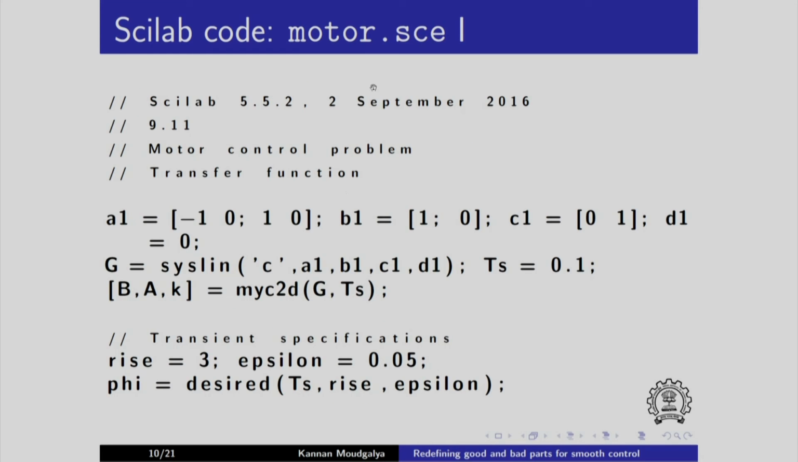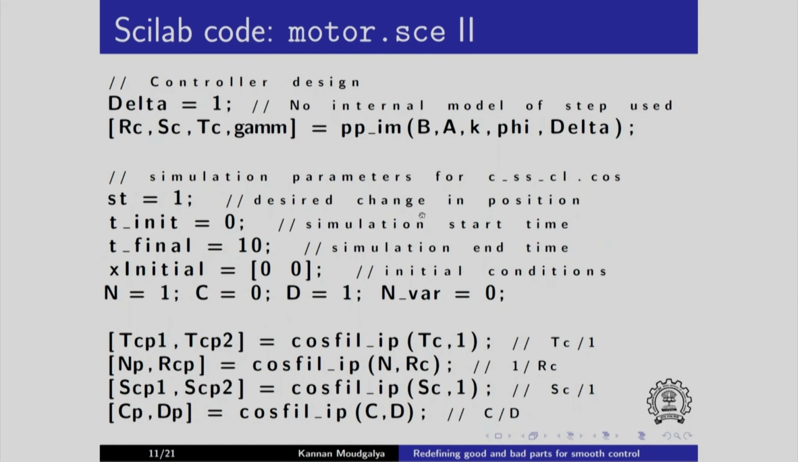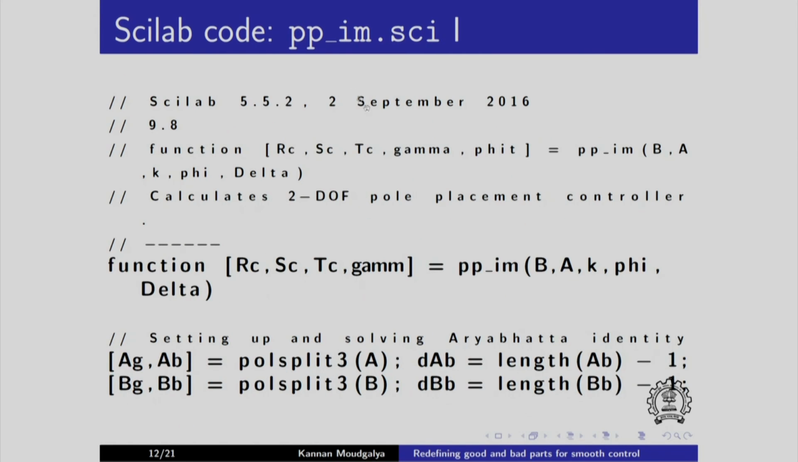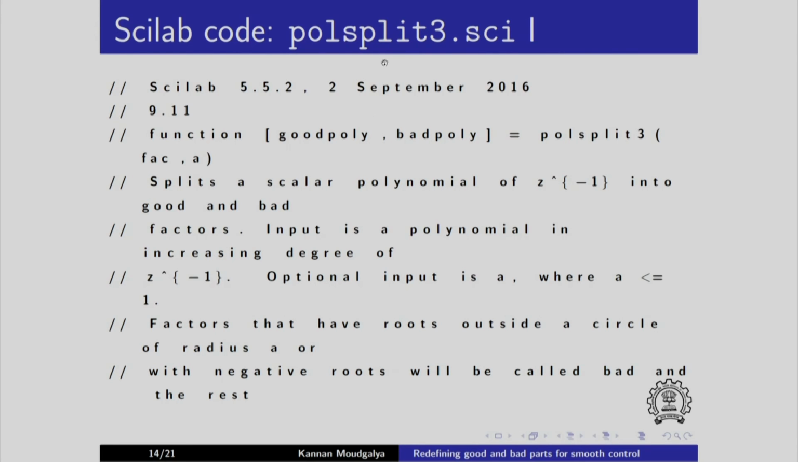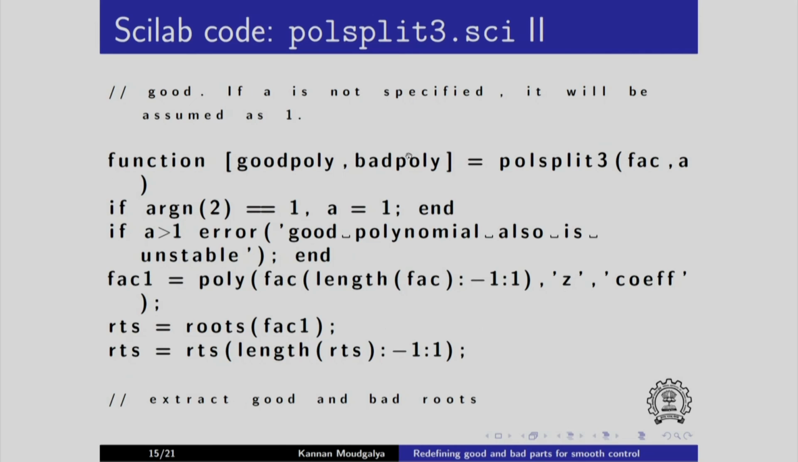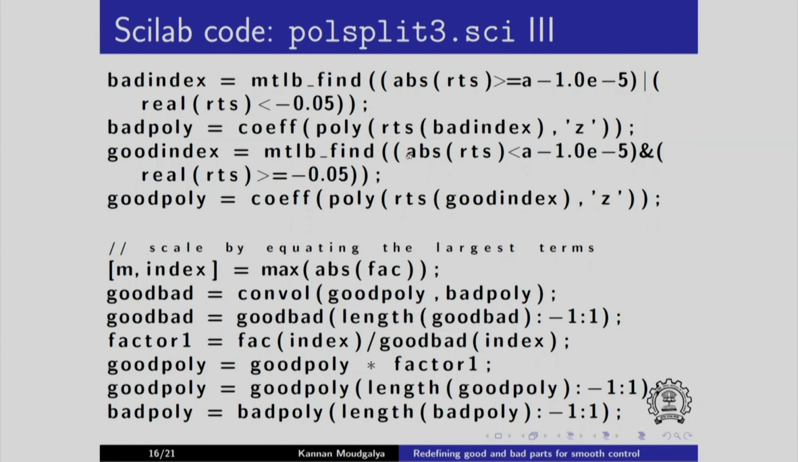Here is the Scilab code that I used, motor.sce. It uses this function pp_im, and here is pp_im.sci. It uses a new polynomial split algorithm, pol split 3, and then xdync is called to solve the Aryabhata's identity and so on. Here is polsplit3.sci. I would suggest you go through this later.